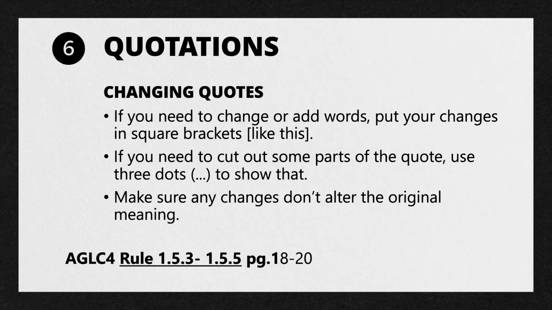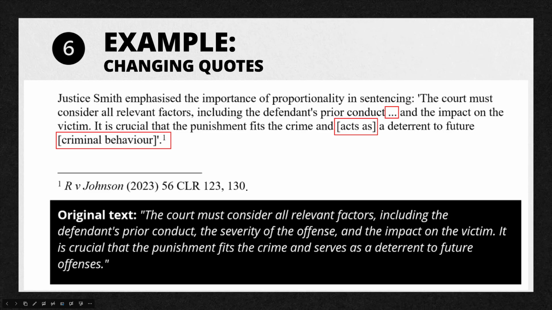If you need to change or add words to a quote, put your changes in square brackets. If you need to cut out some parts of the quote, use 3 dots or ellipses to show that. And obviously make sure that any changes don't alter the original meaning of the quote. So see Rules 1.5.3 and 1.5.5 for more information. So you can see this example here. It doesn't change the meaning of that text at all.